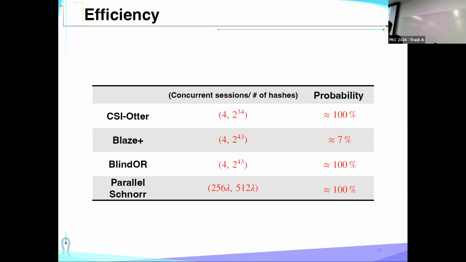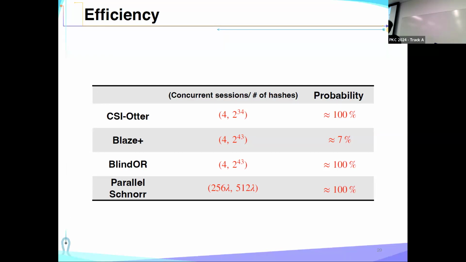We can have just 4 concurrent sessions with 2 to the 34 hash queries, or 43 hash queries. We can break Schnorr and blind OR with overwhelming chance. For Blaze Plus, due to the length requirement, we have 7%, still a good probability.